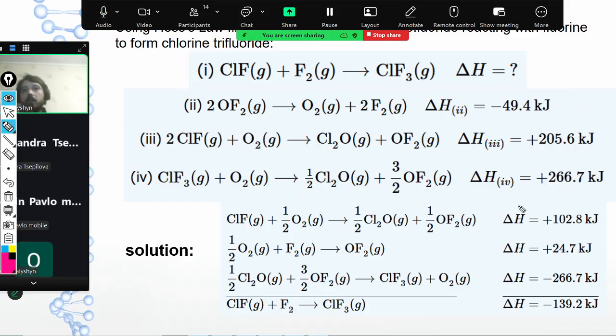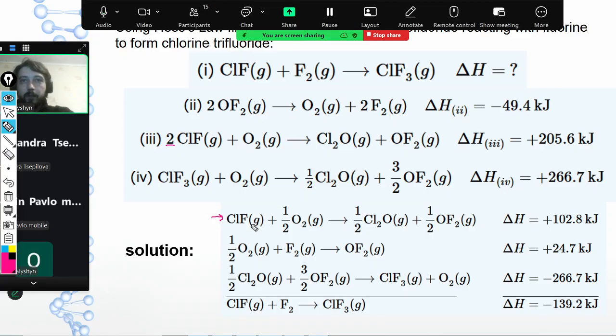Now let's try and do something with these sort of equations. So we need to construct this one from these three. Okay, so what do we do? We can take, let's say, we see that we have chlorine fluoride here, and we have chlorine fluoride here. So we may start with this equation, but we don't need these two. So let's divide everything by 2.